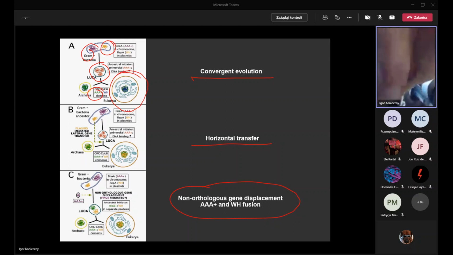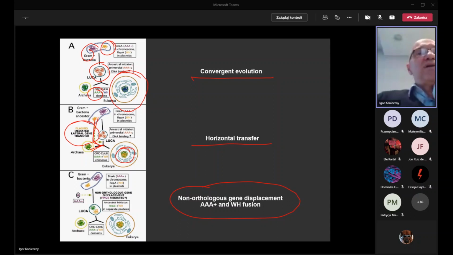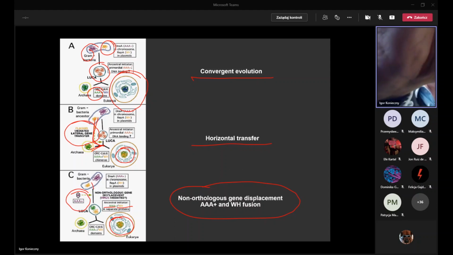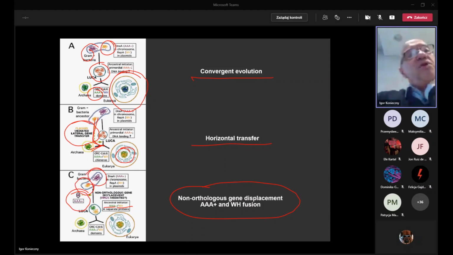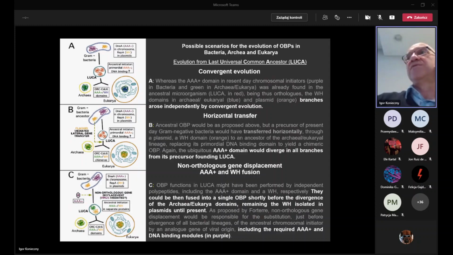Okay, then you can also have plasmid mediated lateral gene transfer from bacteria to this linkage, and that would just combine the archaeal and the bacterial wing helix with AAA plus to get the eukaryotic structured replication initiators, and also non-orthologous gene displacement by virus particles could be the reason, and the LUCA could have AAA plus and wing helix, and that would be transformed to eukaryotic cells and evolve to eukaryotic cells, and this displacement would just result with separate wing helix and AAA plus domains in bacteria. So different scenarios are possible, and you can just read about these different scenarios in here.